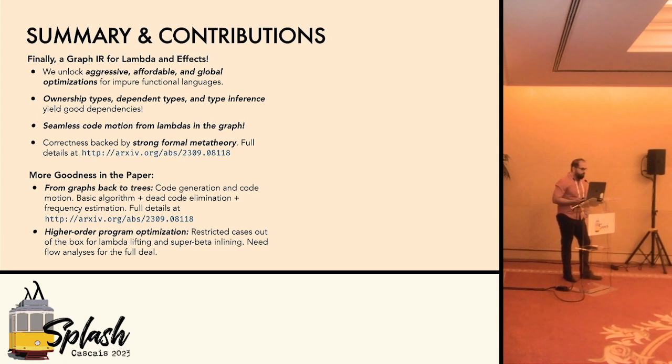In the paper, there's more cool stuff. For example, we detail the algorithm for code generation, how to go back from graphs to trees. And there we can also do some variations. For example, we have a cool and very inexpensive frequency estimation that moves expensive code from hot paths into colder paths. And also we discuss higher order programming optimizations, like lambda lifting, super beta inlining. Just with the graph, we can support restricted cases, but for the full deal, you need to complement our approach with the usual context-based flow analysis.